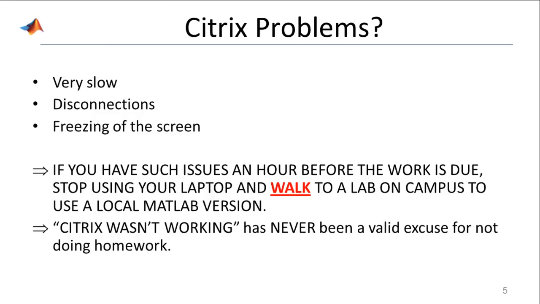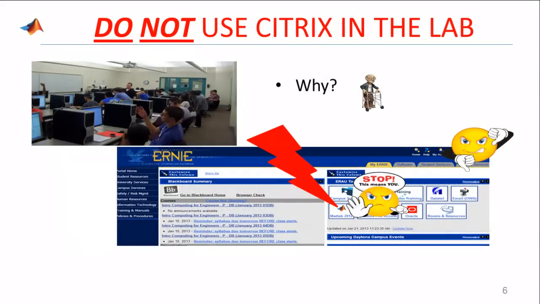"Citrix wasn't working" has never been a valid excuse and will never ever be a valid excuse for not doing your work on time. These issues are well known ahead of time and can be managed. Whatever you do, do not use Citrix in the lab for the reason just mentioned, but in the lab you have a version that's your own. So make sure you simply go on the desktop and double-click the icon.